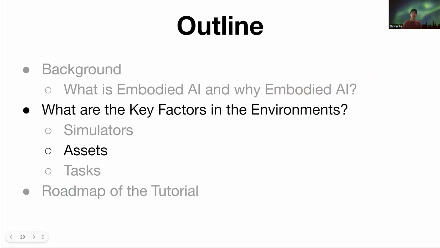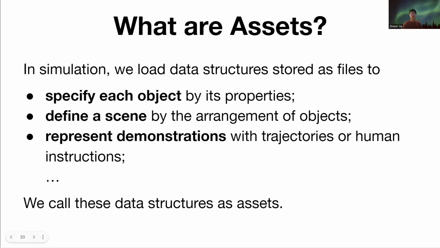Now we're done with all important things to consider for simulators. Let's switch to the next key factor, assets. Assets are essentially data structures to be loaded into a simulated environment. It is pretty much an umbrella term, so here we will primarily introduce three types of assets, including object assets, scene assets, and demonstrations of various formats.